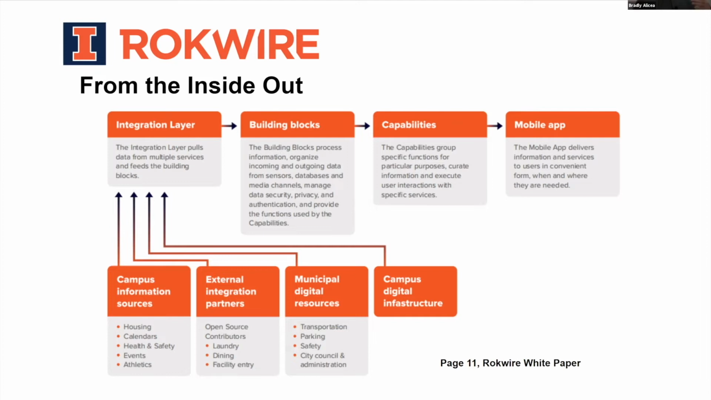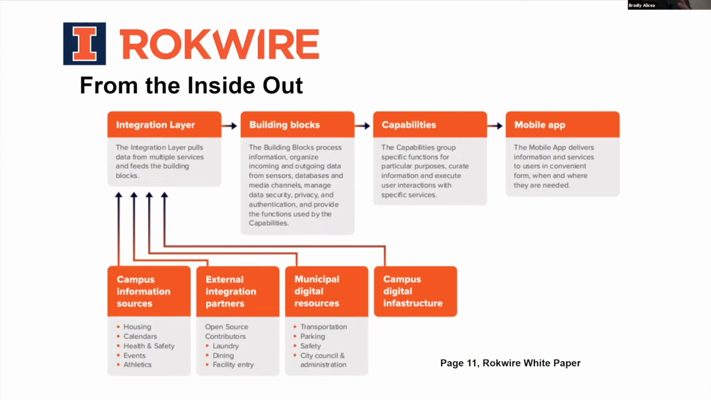And there are a lot of processes going on the campus, and we need to bring them into the app in some organized way so people can use it. So there's an integration layer that pulls data from multiple services and feeds the building blocks, which are these things that we use to organize the data. So we have these different building blocks for different types of data. Then we have capabilities, which are specific functions.